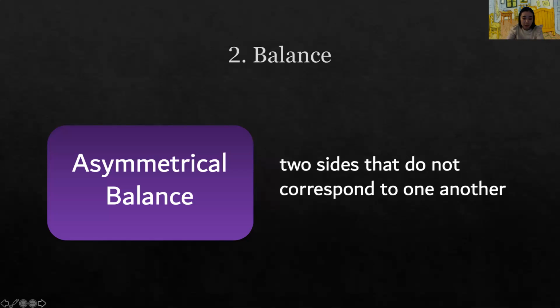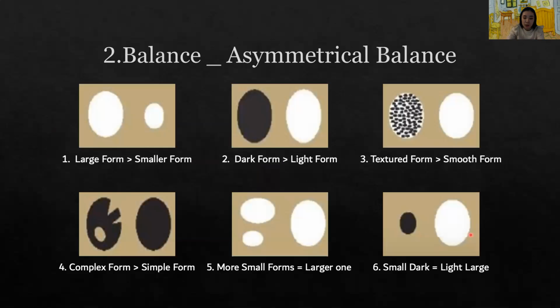Many artists use these six types of asymmetrical balance. These are the most popular forms of asymmetrical balance. The first one: there is a large light shape on the left side, and on the right side, there is a small light form. A large form is visually heavier than the smaller form. So this is one of the asymmetrical balance types.